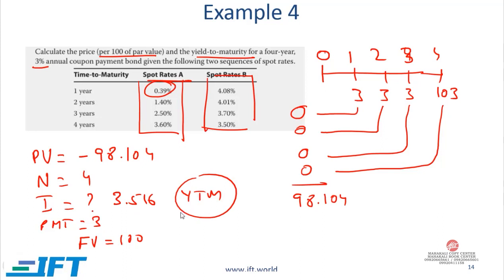The curriculum shows the long-winded formula, but if you get something like this on the exam, I want you to use the financial calculator. You can use this other set of rates, and when you do the calculations, you will again get 98.104, which means that the YTM is the same. This example demonstrates that two very different sequences of spot rates can result in the same bond price and yield to maturity. And I quoted that from the curriculum.